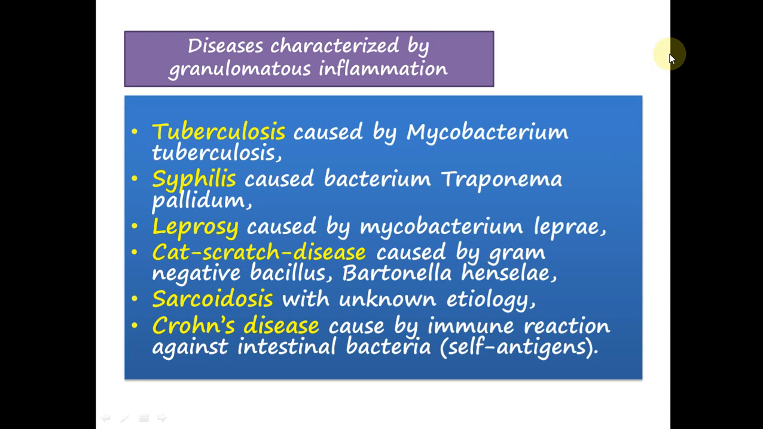Now, diseases that are characterized by the granulomatous inflammation. There are 6 diseases which are the major diseases discussed in the book, and they are characterized by the granulomatous inflammation. The first one, which is known as the prototype of granulomatous inflammation, is the tuberculosis. And tuberculosis, a very common disease, is caused by the Mycobacterium tuberculosis, which is an acid-fast bacillus.